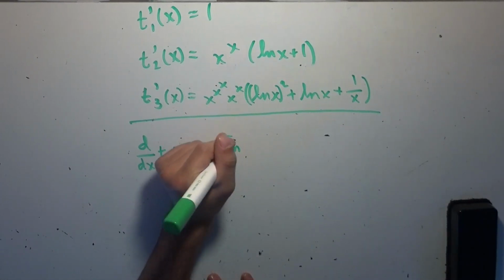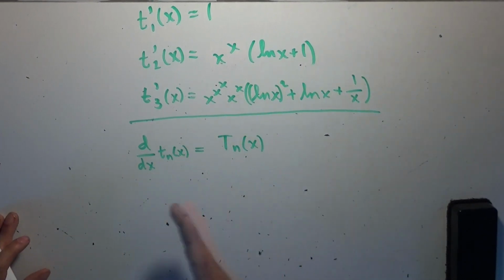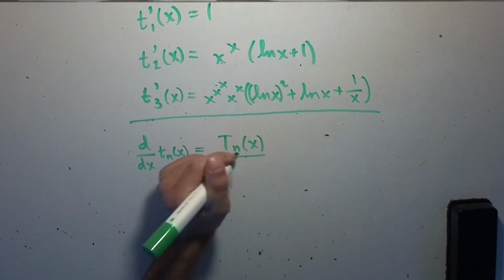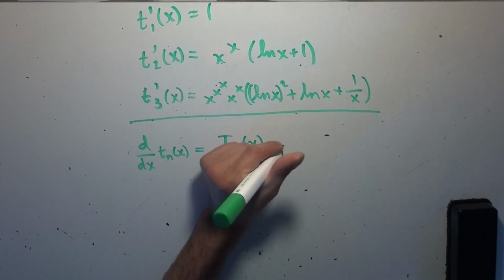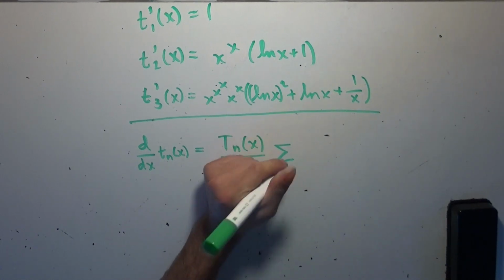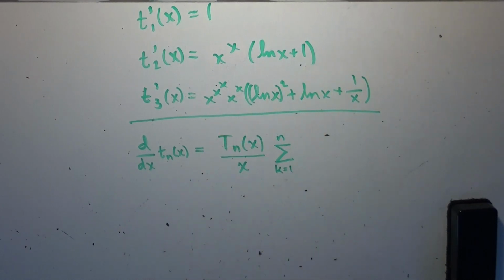So capital T_n of x, which went from the first tetration all the way up to the nth. But we're still going to divide by x, because remember we had to make that x pop out of the equation to allow for the full product. We had the sum of powers of the logarithm. So let's start off at k equals 1, and we're going all the way up to n.